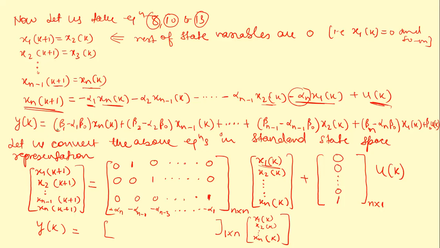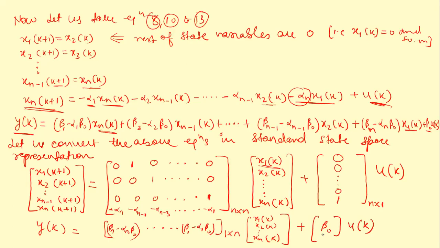Now let us come to yk. yk has these. This is the equation. So the coefficient of x1k is beta n minus alpha n beta naught. So x1 into beta n minus alpha n beta naught, and for x2 it will be this one, and so on. We'll be writing all the elements, and ultimately for xn we have beta 1 minus alpha 1 beta naught, right? So this is matrix C, and then we have this as D, so this is beta naught and uk, right?